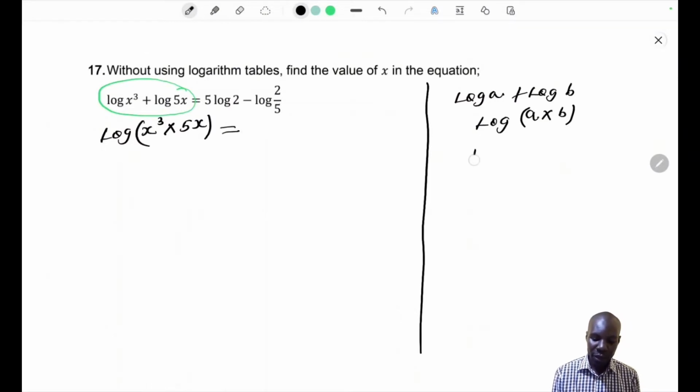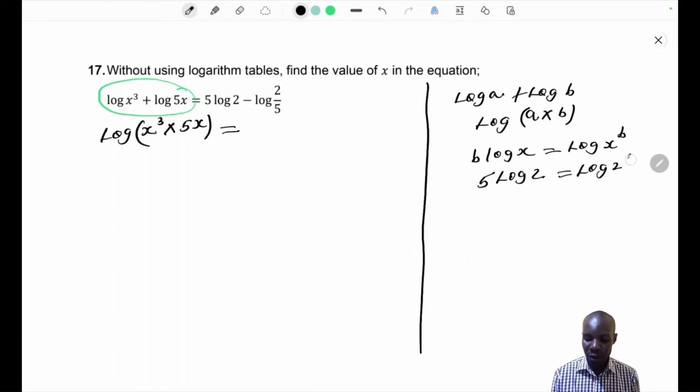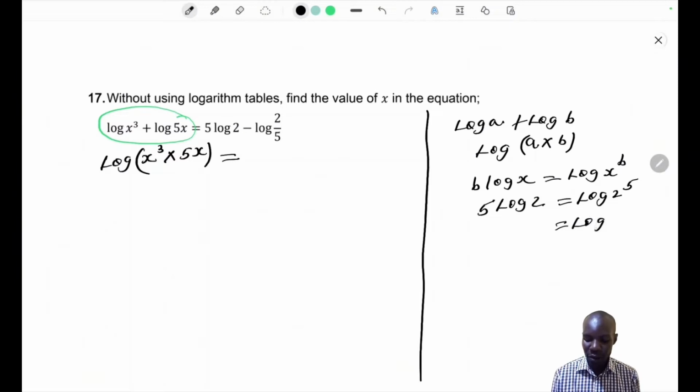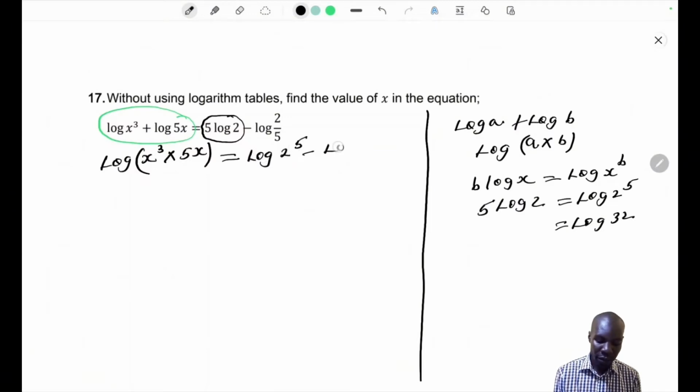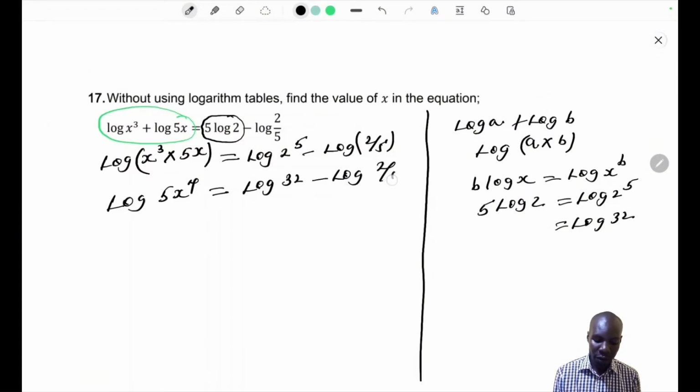We know that if it is b log of x, this can be written as log of x to power b. If you have got 5 log of 2, this can be written as log of 2 to power 5, giving us log of 32. We take away log of 2 over 5. So that will give us log of 5x to power 4 equals log of 32 minus log of 2 over 5.